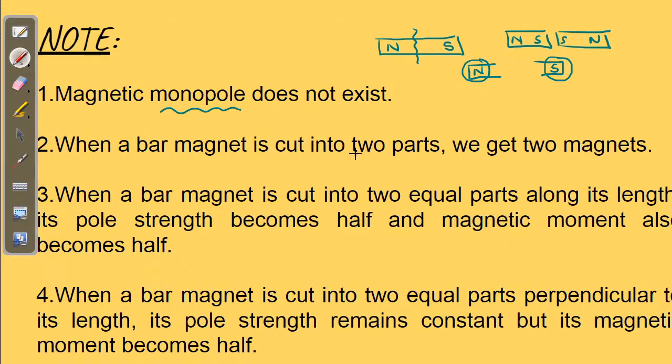This is one important difference between electric charges and magnets. In electric charges, isolated charges can exist, right? An isolated negative charge can exist in space, an isolated positive charge can exist in space. But in the case of magnets, an isolated north pole or south pole cannot exist. They exist as dipoles. Every magnet will have a north pole and a south pole. So whenever a bar magnet is cut into two parts, we get two magnets. This point also you try to remember.